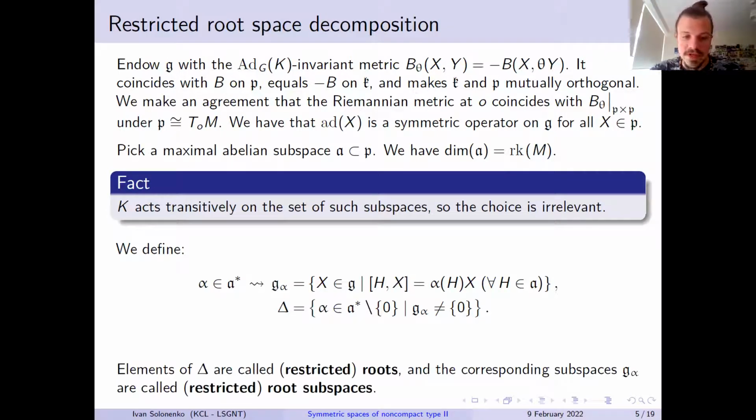So elements of delta are called restricted roots, and the corresponding subspaces G alpha are called restricted root subspaces. Now, the word restricted comes from the fact that if you take the complexification of G, this will be a complex semisimple algebra. You can pick there naturally to construct from A a Cartan subspace, Cartan subalgebra, and restricted roots can be obtained by taking roots in this complexification and restricting them as functionals to A. So that's why they're restricted.